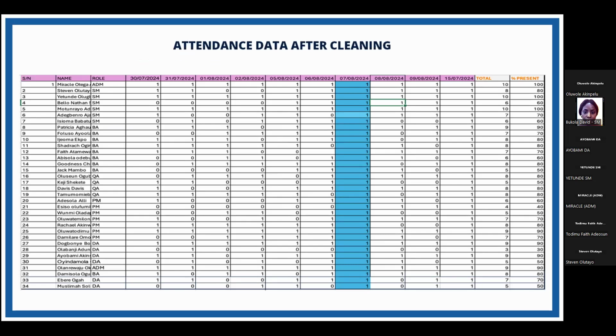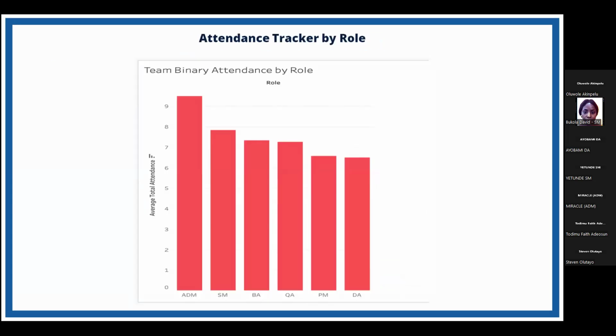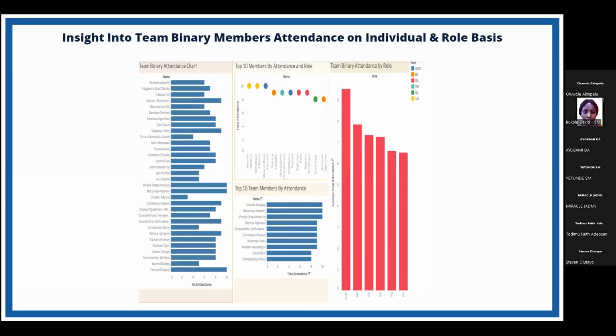This is the team binary attendance tracker. This is the attendance tracker by role. And this is the dashboard giving an insight into the attendance. The dashboard is quite explanatory.